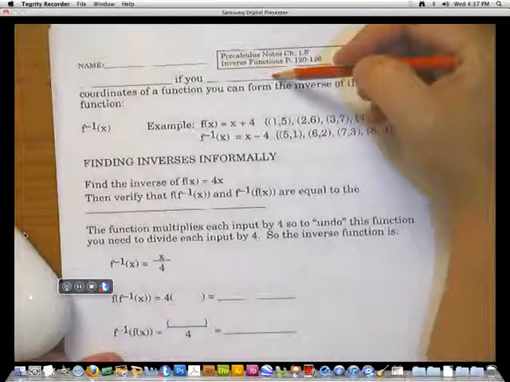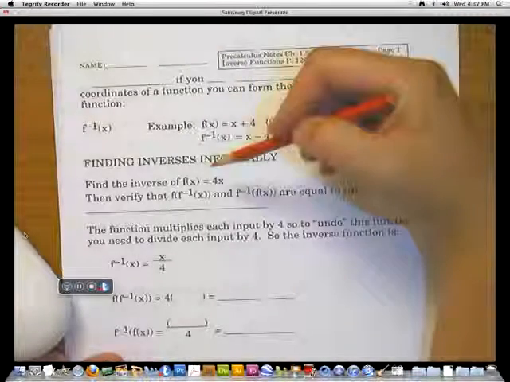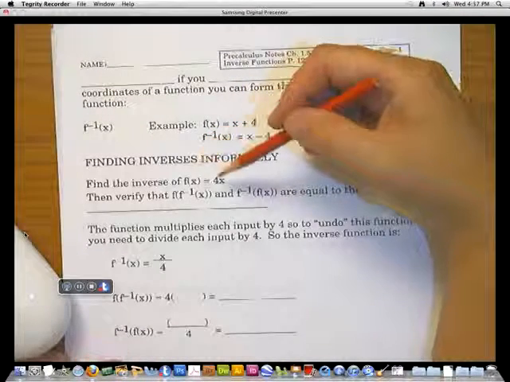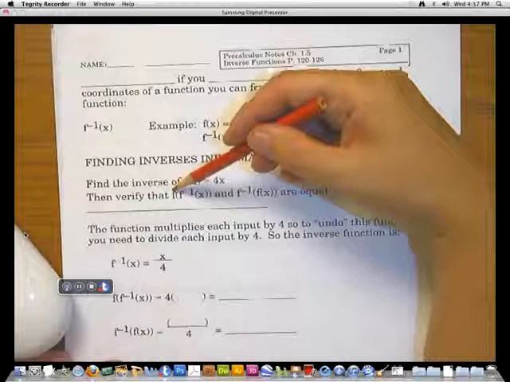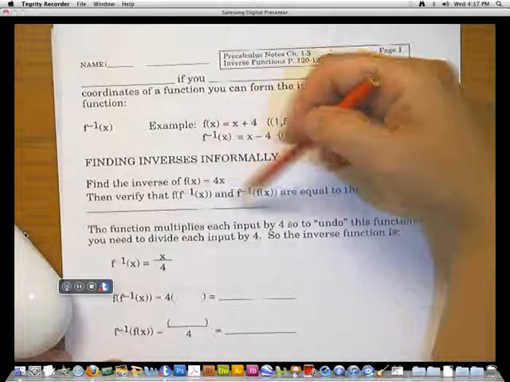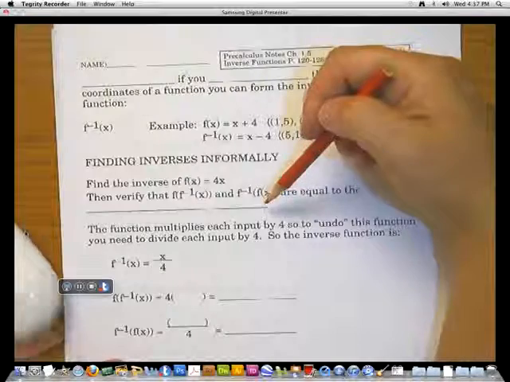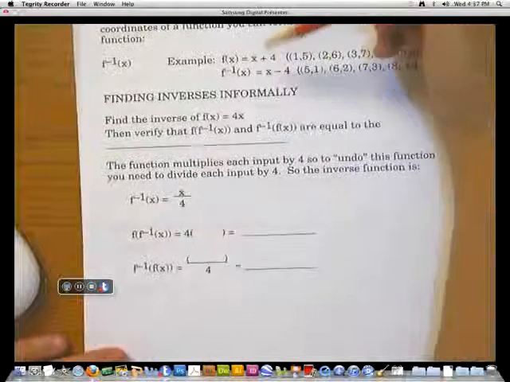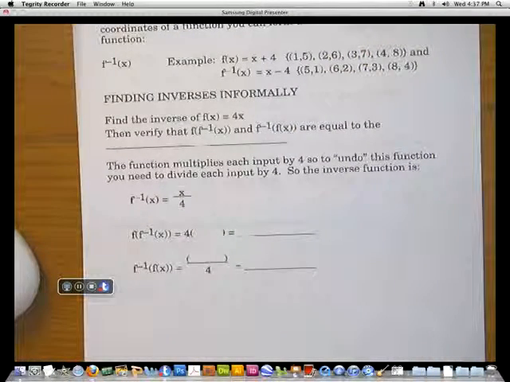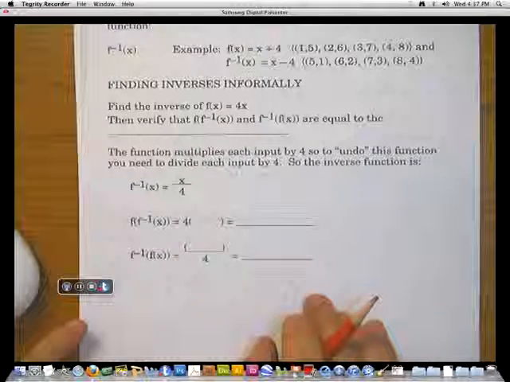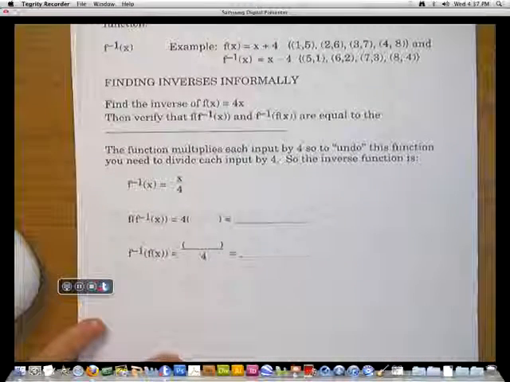To verify an inverse, what you're going to do is interchange them: f of f inverse and f inverse of f, these are called the composites, are equal to the identity function of x, and we talked about that identity function. When you do a composite and you get x in both directions, it means they are inverses of each other.